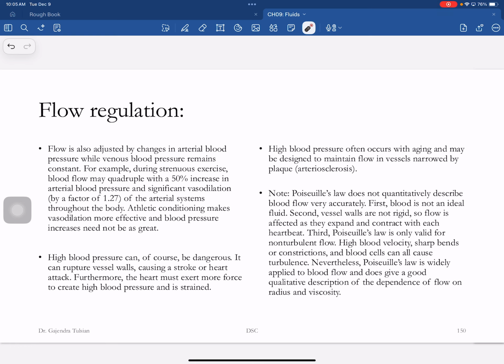So during strenuous exercise, flow may quadruple. Look at this. During strenuous exercise, pi r to the power 4, 8 eta.